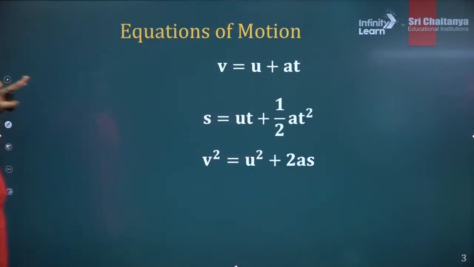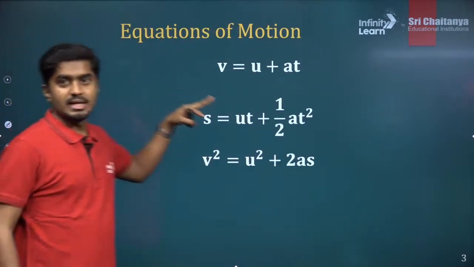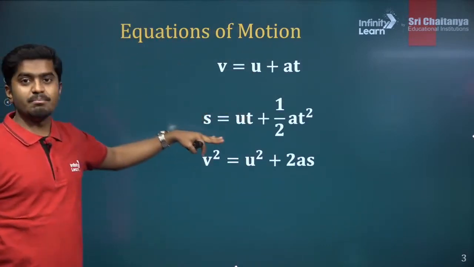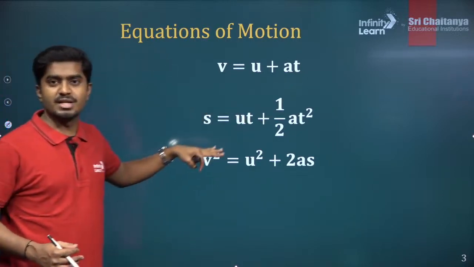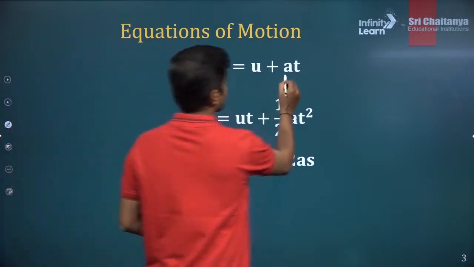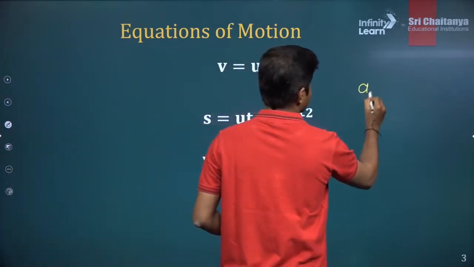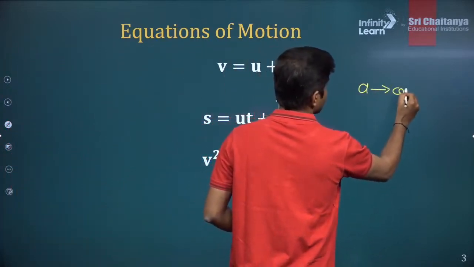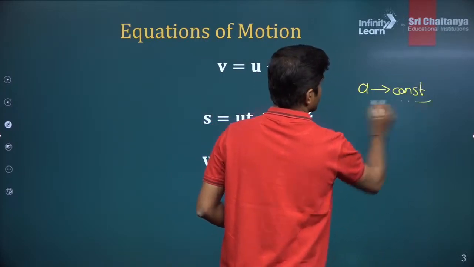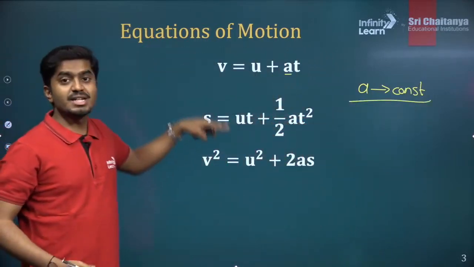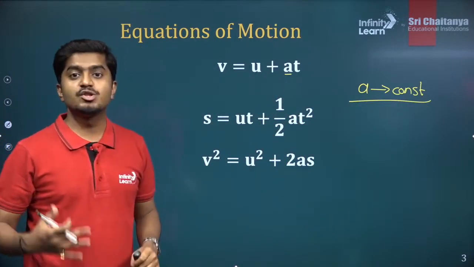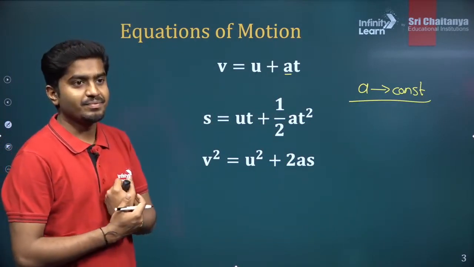So these are the three equations of motion. We have derived them from the graph. Okay, so here there is one assumption, that the acceleration is constant. These equations are valid when the acceleration is uniform, it is not changing with time.